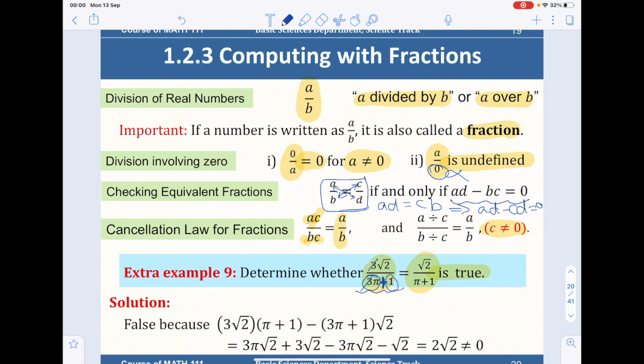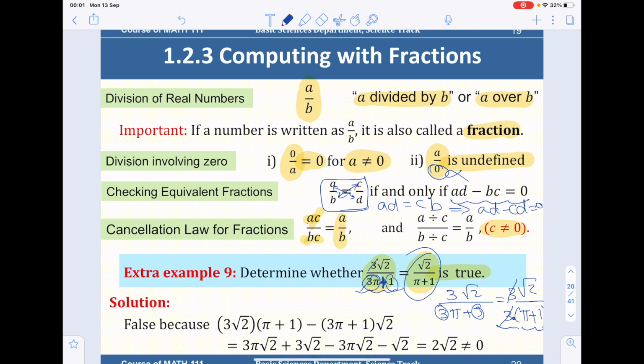So what should we do? Let's say, for example, we have 3 root 2 over 3 pi plus 3. In this case, I can take 3 as a common factor. Then I will be left with pi plus 1. So if it looks like this, I can cancel this 3 with this 3, because here I have two factors. There is a multiplication in between. So I can cancel one of them with one of the values in the numerator, and I'm left with root 2 over pi plus 1.